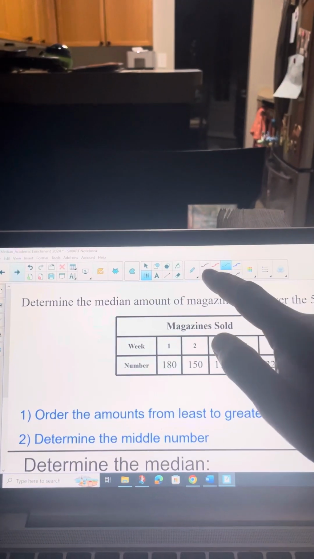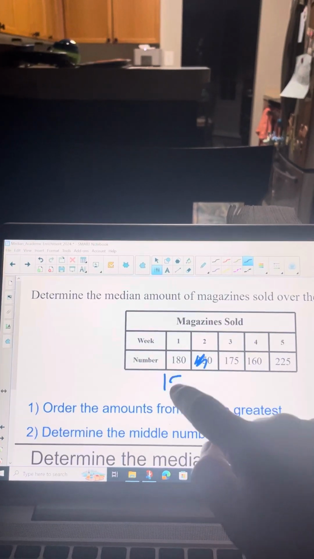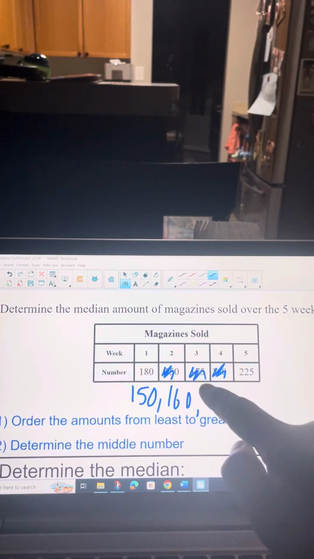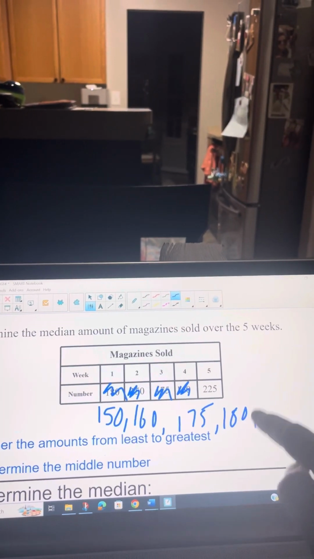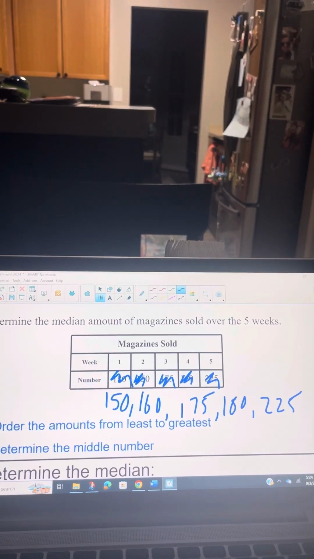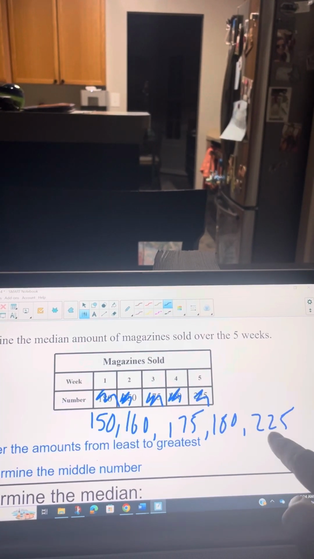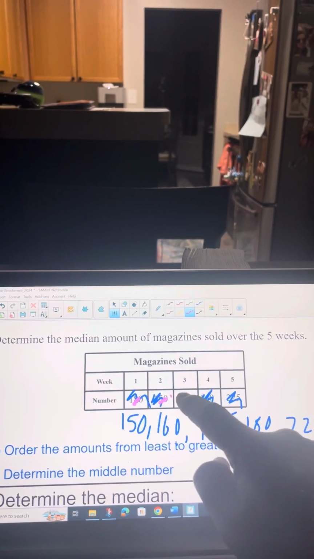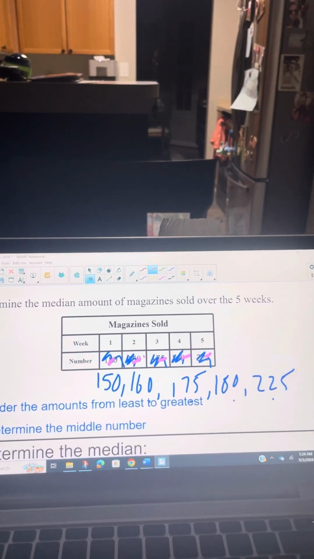The first thing we're going to do is put these numbers in order from least to greatest. The smallest number is 150, then 160, then 175, then 180, then 225. And you'll notice one strategy I used here is I crossed out the numbers as I went. So in my answer, where I'm going to have my work set up, I have 1, 2, 3, 4, 5 numbers written, and just to double check, there's 1, 2, 3, 4, 5 numbers here. So I know I have the right amount of numbers.